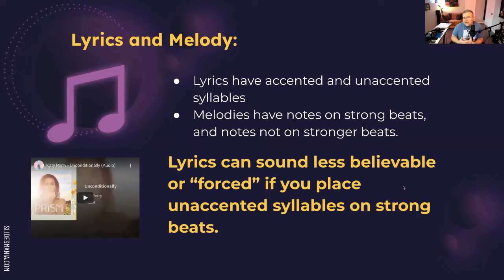So lyrically and melodically, lyrics, the way that we speak has accented and unaccented syllables. And melodies have notes that are strong beats and notes that are on weaker beats. So the way that you set your lyric onto your melody makes a difference. So your lyric can sound less believable if you put an unstressed or unaccented syllable on a strong beat, or you put the wrong emphasis on the wrong syllable, right?